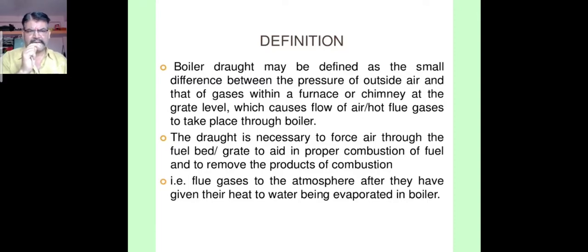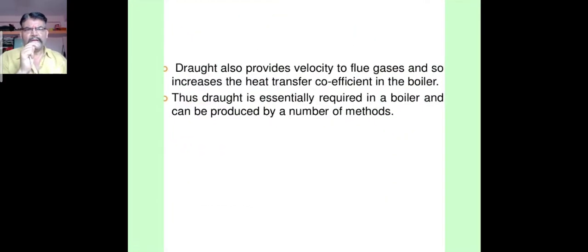So it means the flue gases go to the atmosphere after they have given their heat to the water being evaporated in the boiler. Draught also provides the velocity of the flue gases and so increases the heat transfer coefficient of the boiler. Thus, draught is essentially required in a boiler and can be produced by a number of methods.